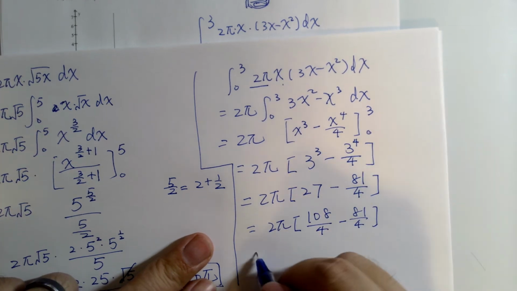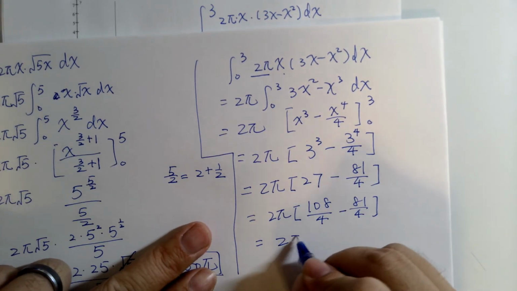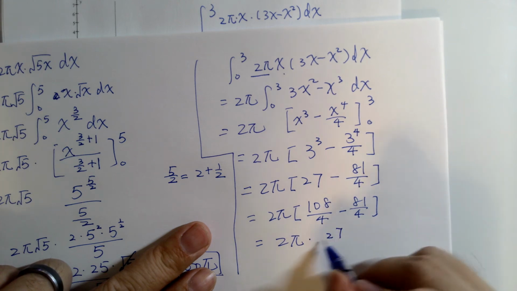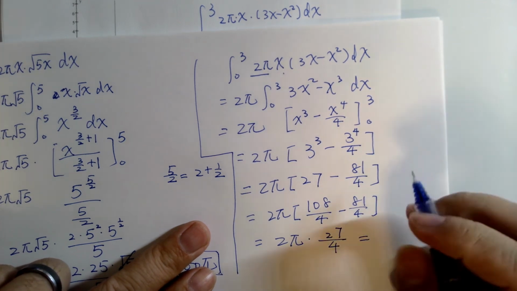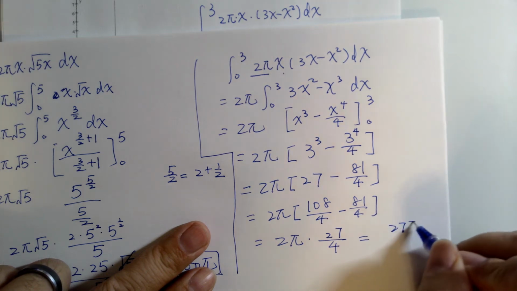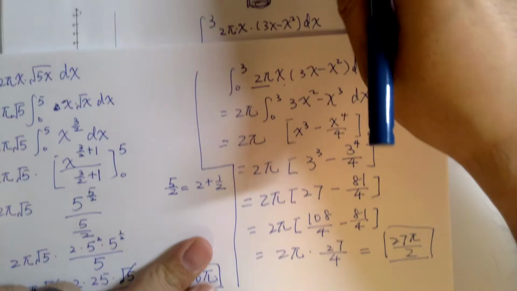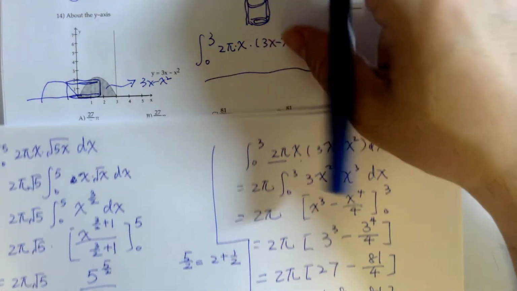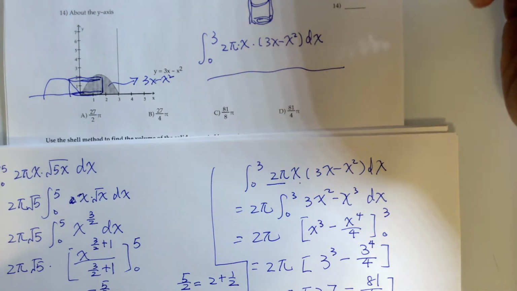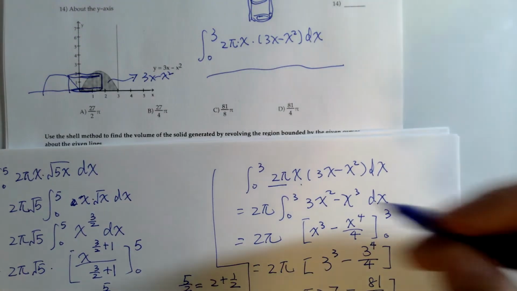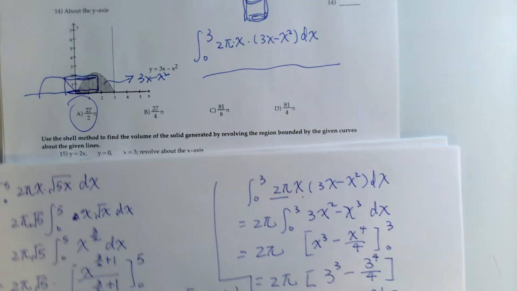Okay, so now we got 2 pi times, actually it's 27 over 4. So it turns out we got 27 pi over 2. Okay, so that's the answer. Let's see if we got the answer is correct. So do we have 27 pi over 2? The answer is yes. Okay, so we got this.